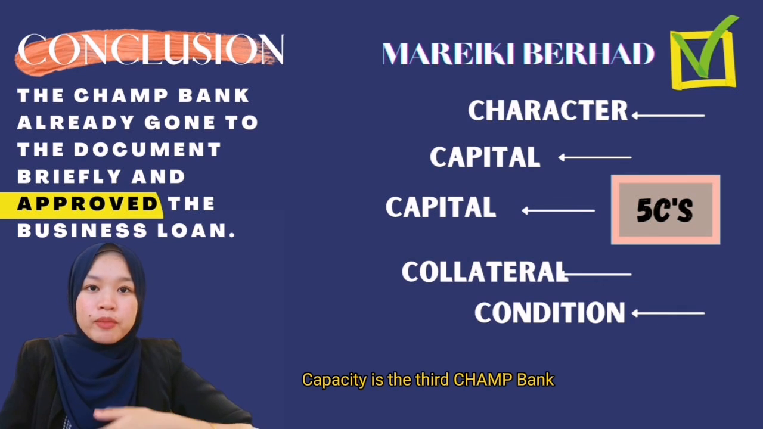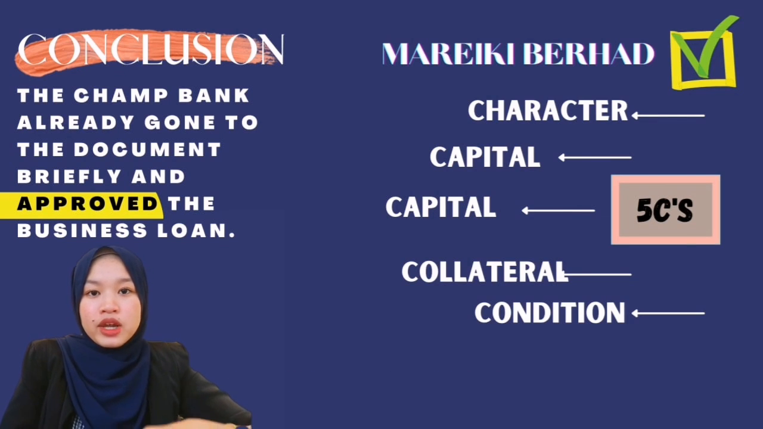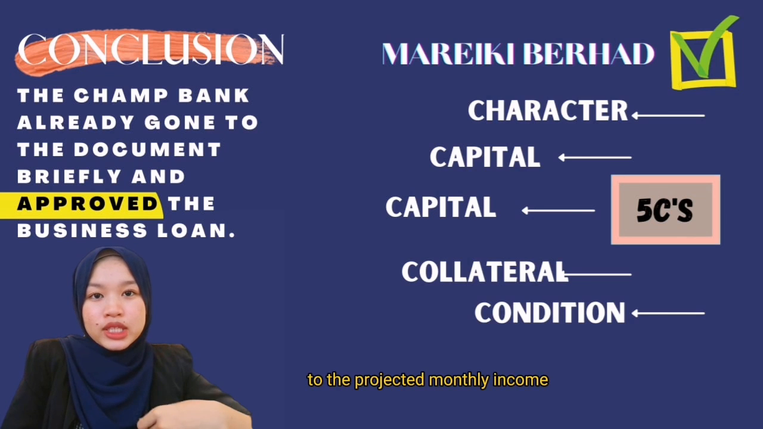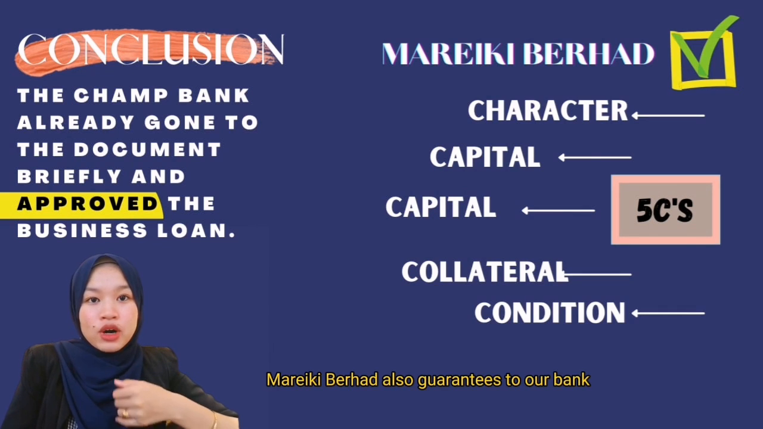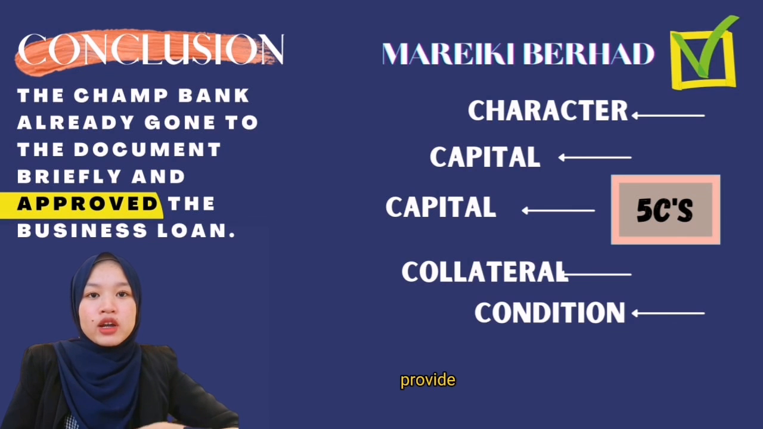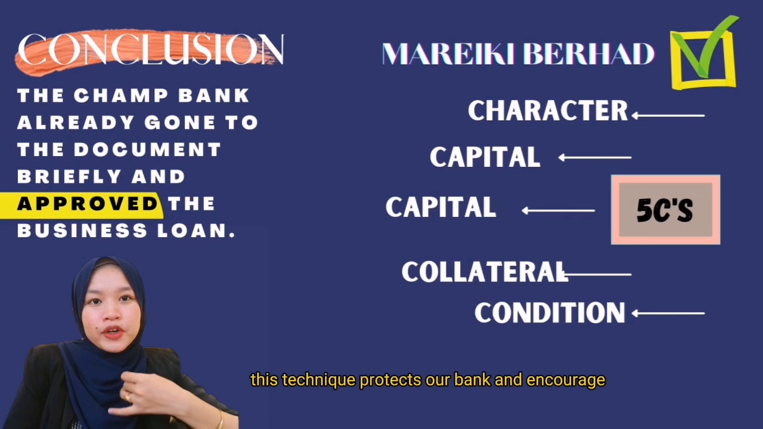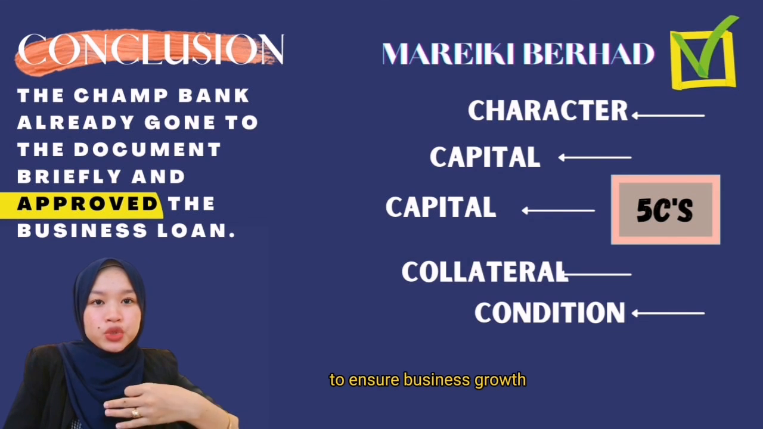Capacity is the third. Sham Bank ensures Meraki's cash flow to repay the loan on time. The number and quantity of current debts are also compared to the projected monthly income and accepted by our bank. Fourth is collateral. Meraki Berhad also guarantees to our bank, providing personal assurance to our Sham Bank executive. This technique protects our bank and encourages continual collaboration between the bank and Meraki's company to ensure business growth.